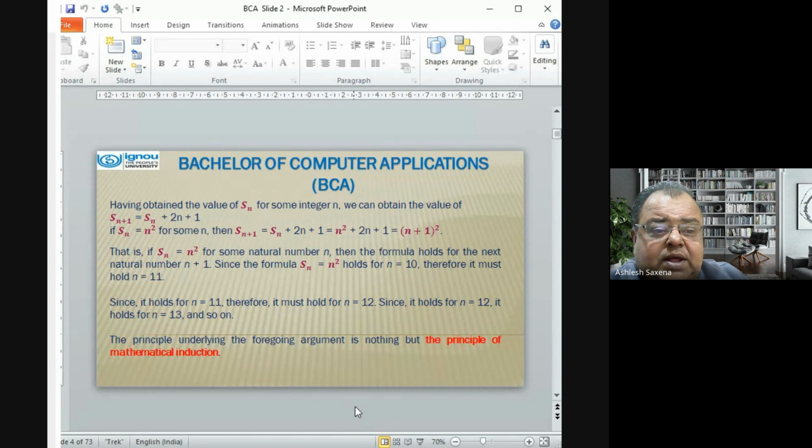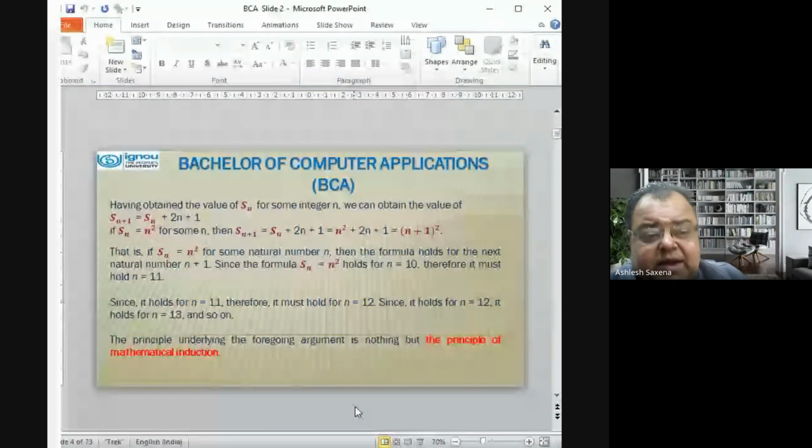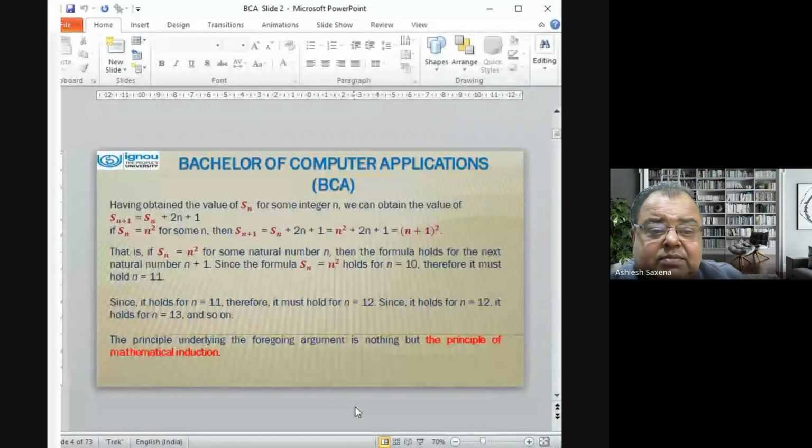Having obtained the formula, the value of Sn for some integer n, we can obtain the value of Sn plus 1. Then this will become n squared plus 2n plus 1, which is nothing but n plus 1 whole square. That is, if Sn is equal to n squared for some natural number n, then the formula holds for the next natural number n plus 1.